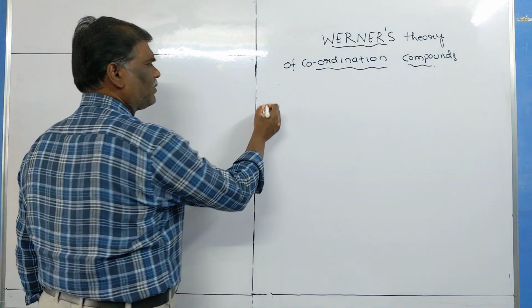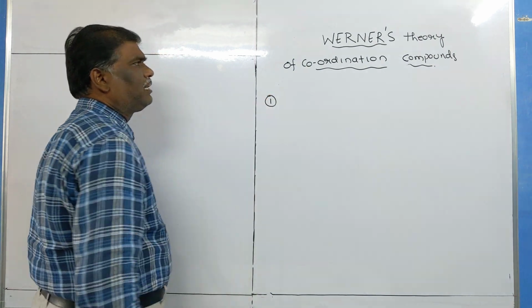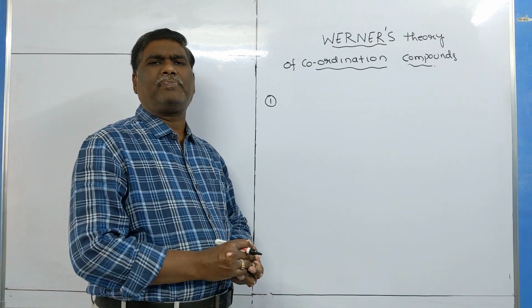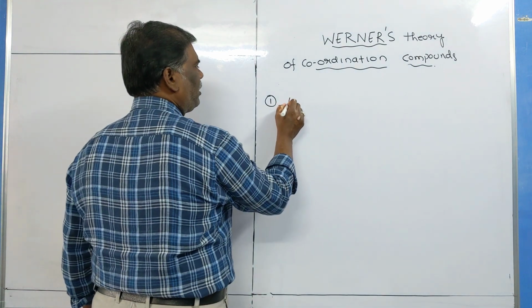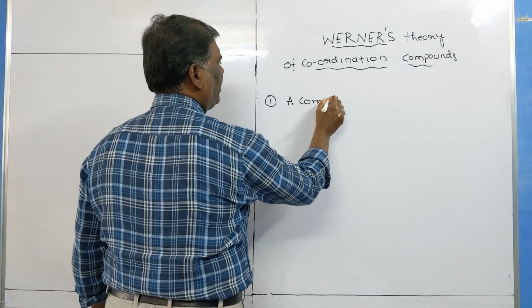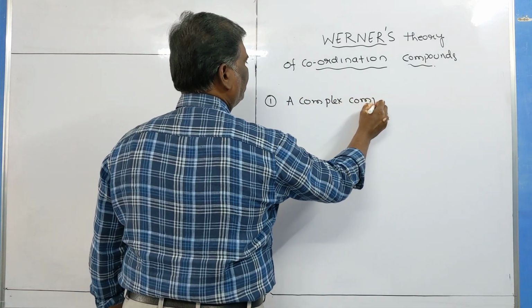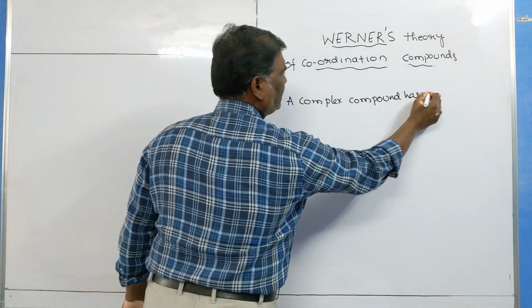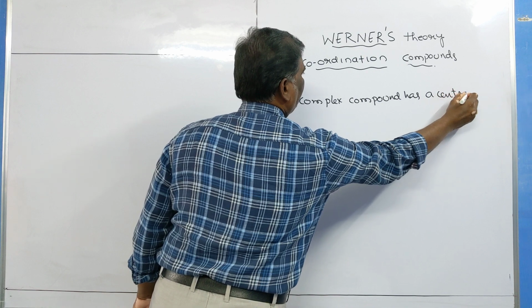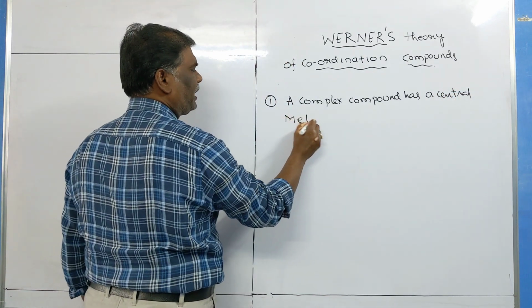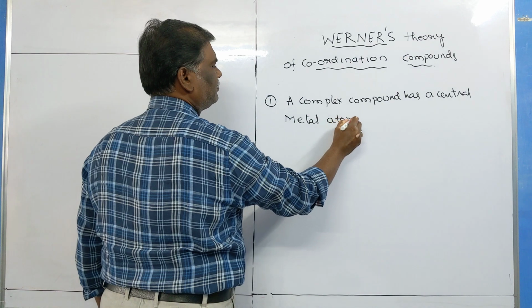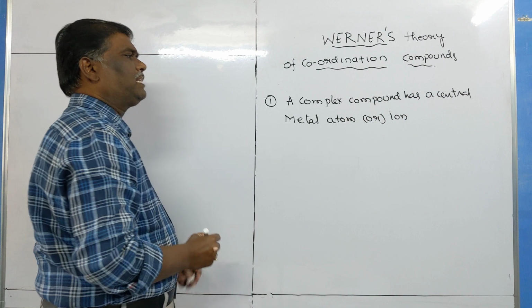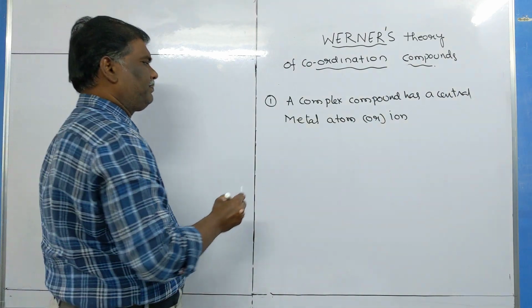The first point is: every complex compound has a central metal atom or ion. A complex compound has a central metal atom or ion.